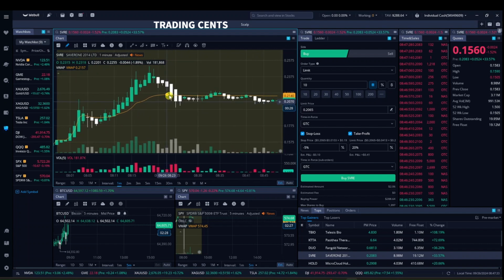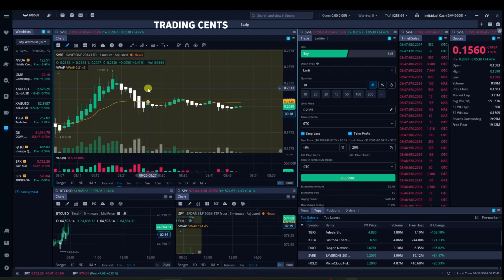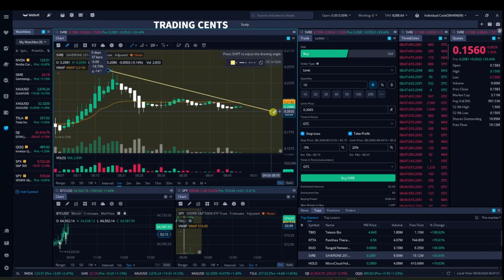I guess let me back up. VWAP, this orange line, volume weighted average price. That is the only true indicator I'll ever have on my screen. I don't have a bunch of lines and moving averages and hoping some line crosses over another. And I will never be doing this stuff here.